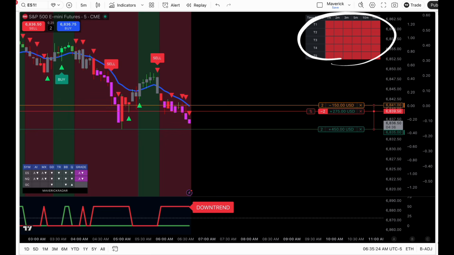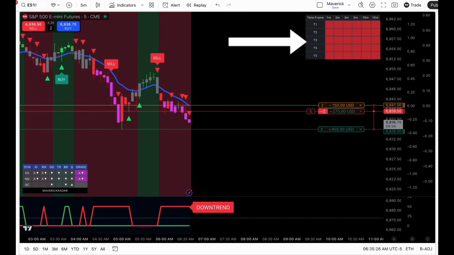Maverick Multi-X, 5 traders. Think of these as traders, T1 through T5, with a completely different style. Trader 1 through Trader 5, they're all red. They're all bearish, from the 1 minute to the 15 minute. And by the way, you can set these time frames for whatever you want. But imagine being in a room with 5 traders that all have a completely different style and they're all voting bearish. It's just, we stack probability.